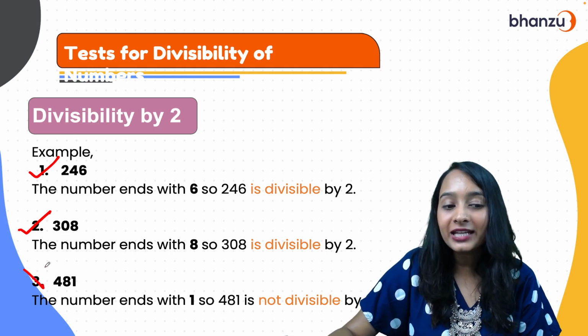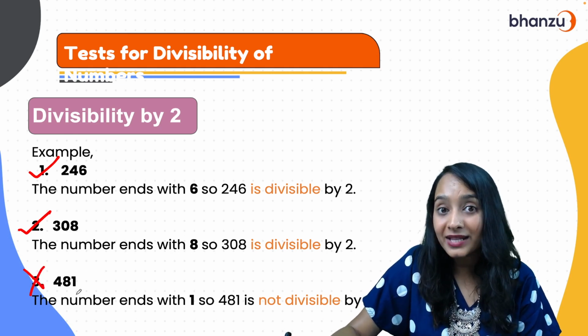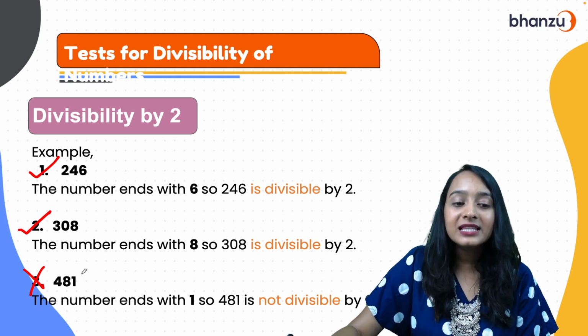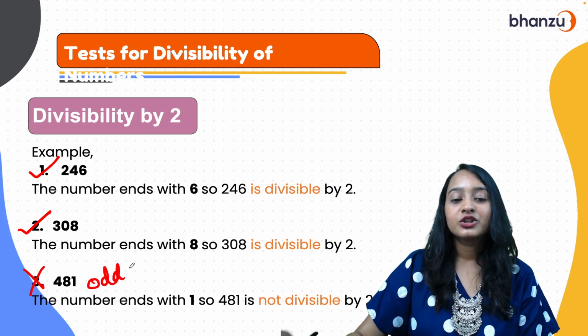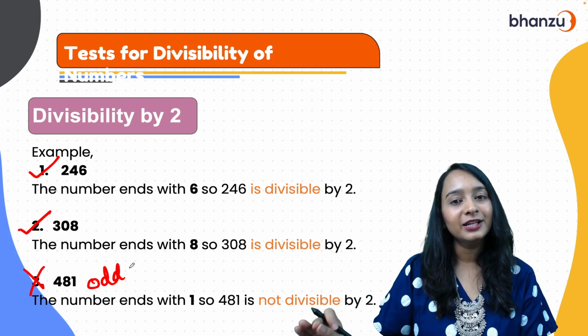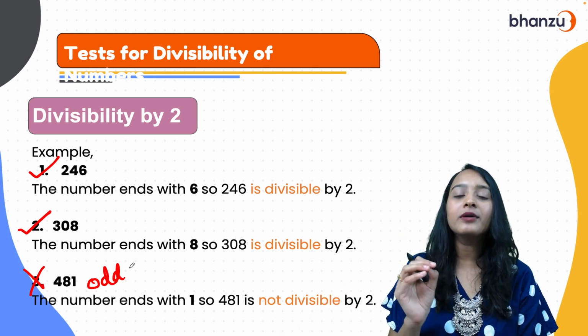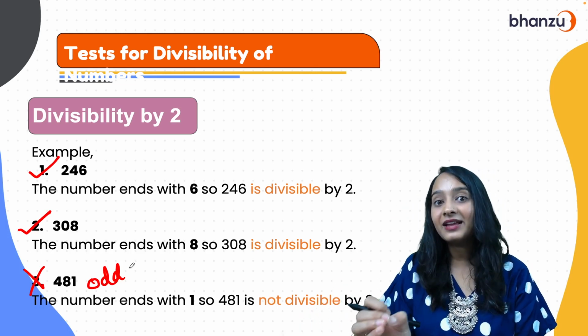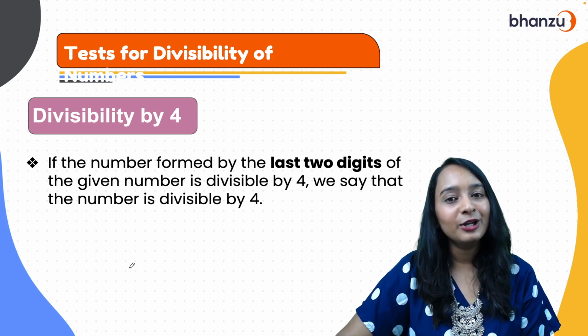481 is not an even number, it's ending with 1. 1 is an odd number, right? So this becomes an odd number, so it is not divisible by 2. Alright, so remember, only if a number is an even number, it is divisible by 2.